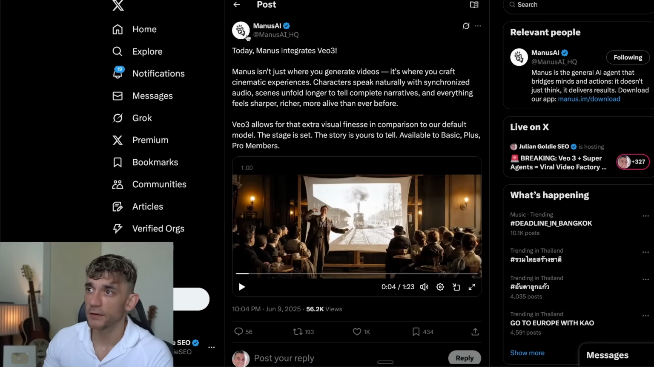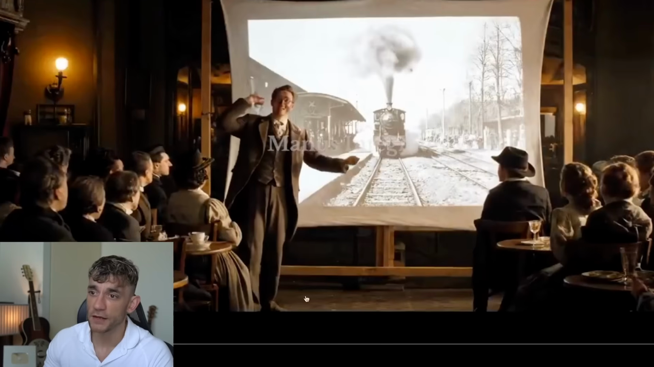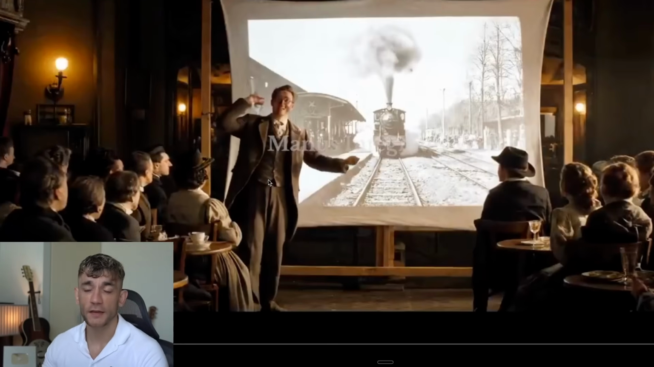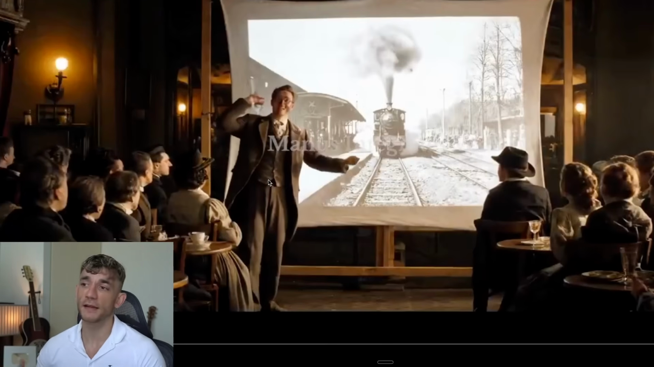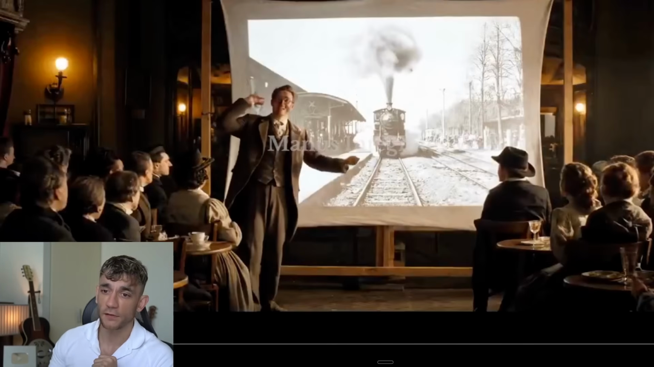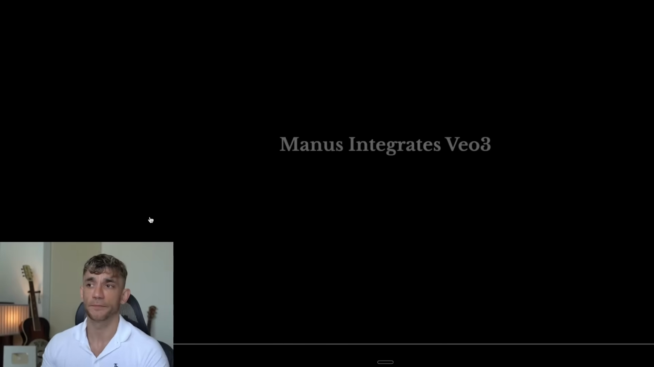So Manus have a brand new update where you can basically integrate Veo 3 and generate AI videos, like you can see right here. I'll play this in a second, and essentially with this you can now generate longer clips. You can tell the AI agent to generate videos, and they're very, very lifelike. So let's play back this video and I'll show you exactly what we mean and how to use this in a minute.